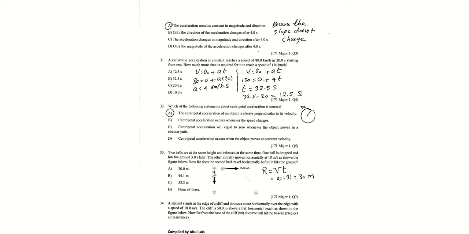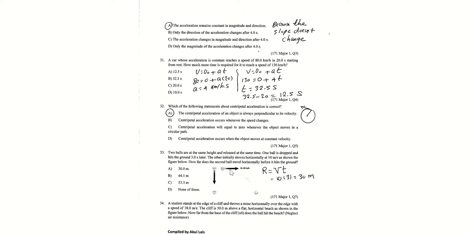We can move on now to 33, and it says two balls are at the same height and released at the same time. One ball is dropped and hits the ground 3 seconds later. The other initially moves horizontally at 10 meters per second as shown in the figure below. How far does the second ball travel horizontally before it hits the ground? So now these two balls, one of them was thrown. The second one was dropped. Dropped means the initial velocity is 0. This one is thrown with a velocity of 10 meters per second.